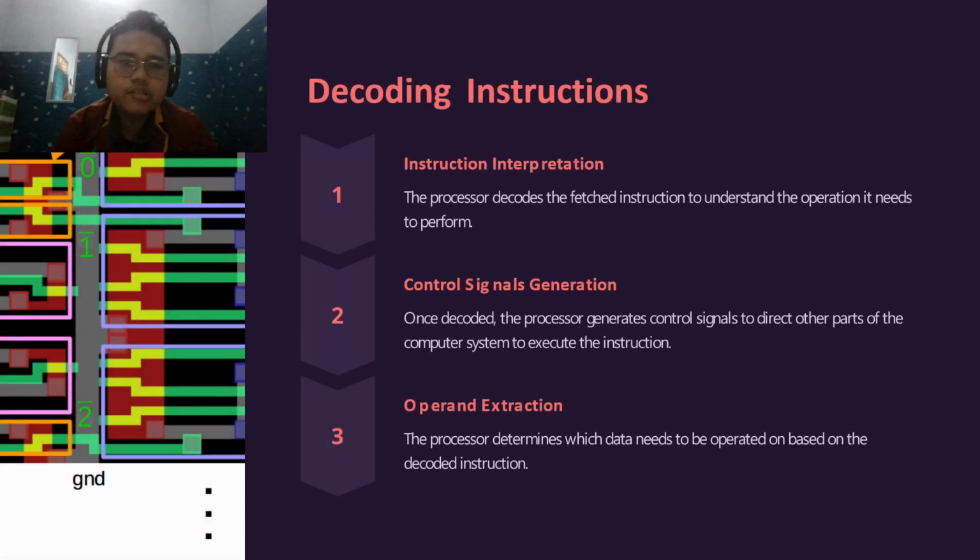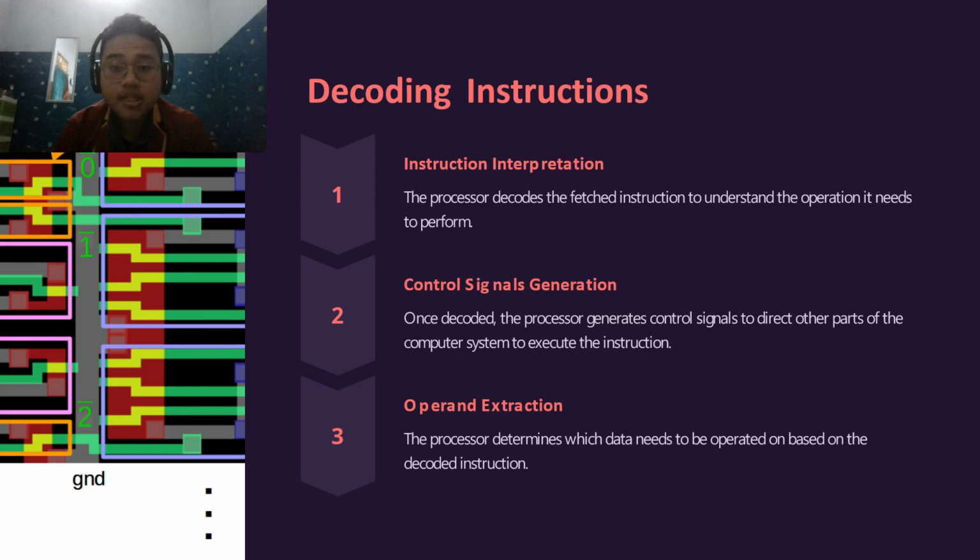The next one is decoding instruction. So this is the picture of the decoding instruction. The first one is instruction interpretation. The processor decodes the fetched instruction to understand the operation it needs to perform.